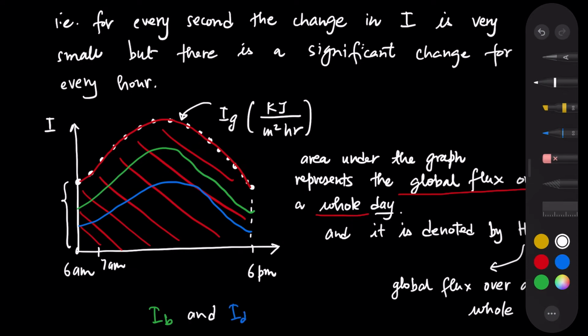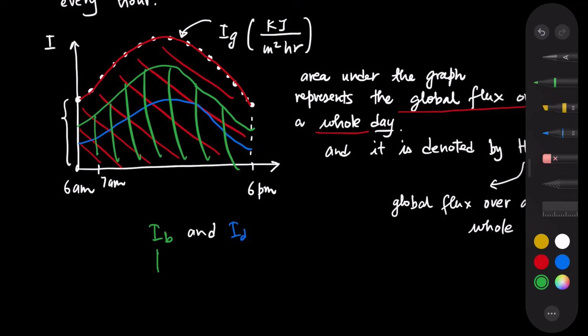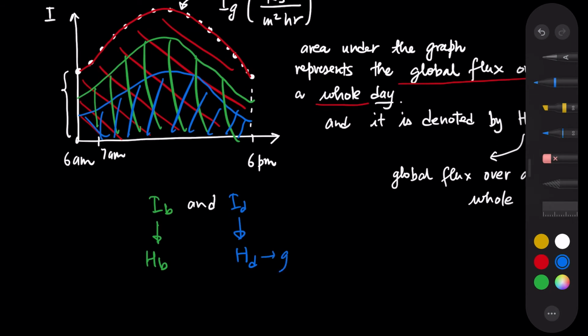Okay, now area under these two curves for IB, this area is known as HB, and area under the ID is known as HD, global diffuse flux, and this is the global beam flux.